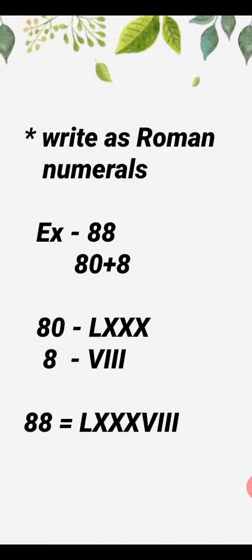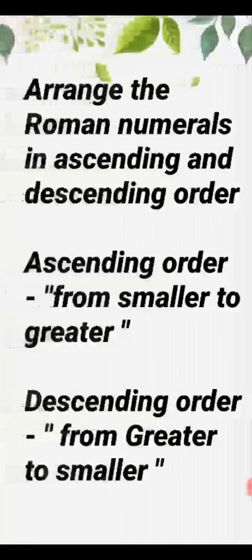88. Firstly, you have to split the number: 80 plus 8. 80 is L, X, X, X and 8 is V, I, I, I. So, this is L, X, X, X, V, I, I, I. 88. Clear, students? Let's come to another concept.